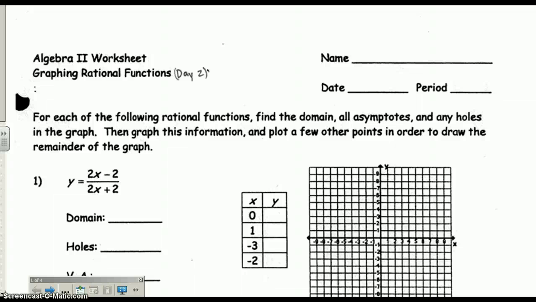Welcome to Algebra 2B. This is Friday and we're working on day 2 of graphing rational functions. Right now you should have the note sheet in front of you, which has 1 through 3 on the front and 4 through 6 on the back.